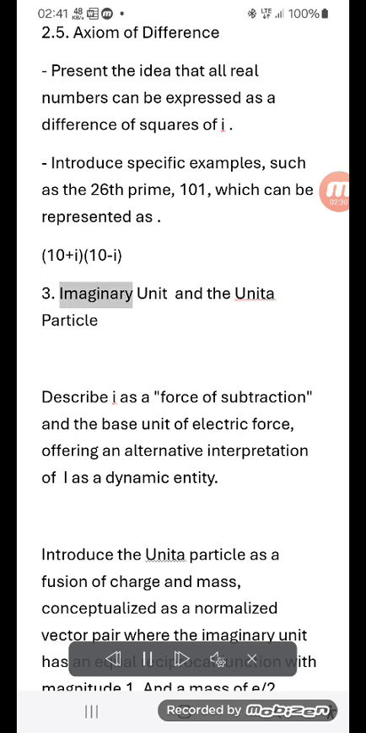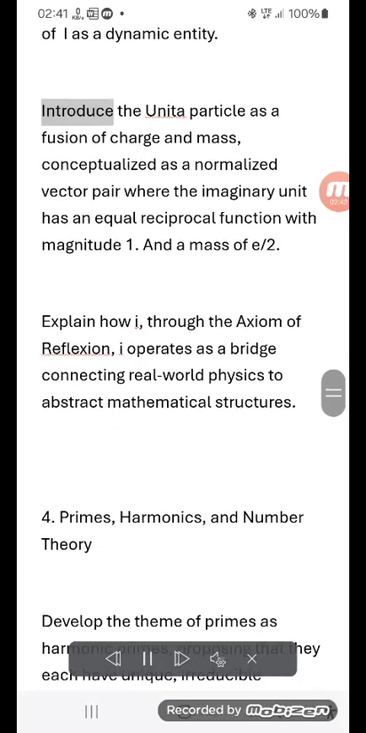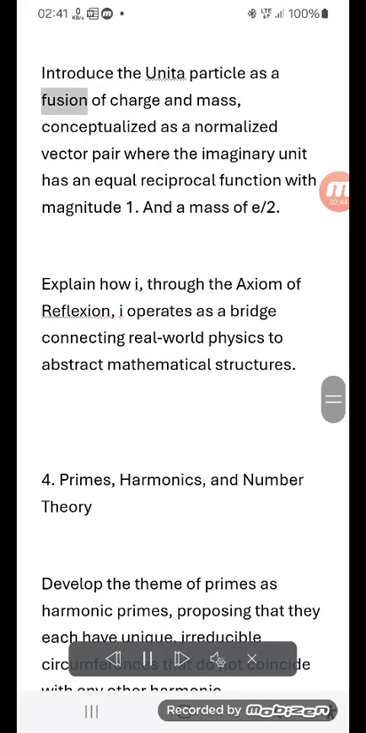3. Imaginary unit and the unita particle. Describe I as a force of subtraction and the base unit of electric force, offering an alternative interpretation of I as a dynamic entity. Introduce the unita particle as a fusion of charge and mass, conceptualized as a normalized vector pair where the imaginary unit has an equal reciprocal function with magnitude 1 and a mass of E/2. Explain how I, through the axiom of reflection, operates as a bridge connecting real-world physics to abstract mathematical structures.